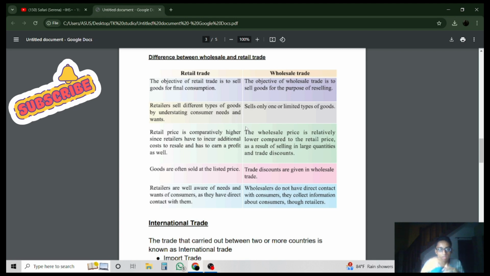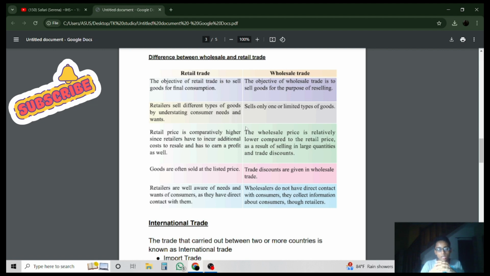Let's take the same example. I buy the biscuit for 100 rupees from a retailer, and I buy the same 100 rupee biscuit from the wholesale trader. So when I buy that same biscuit from the wholesale trader, they may give some discounts to me, right?